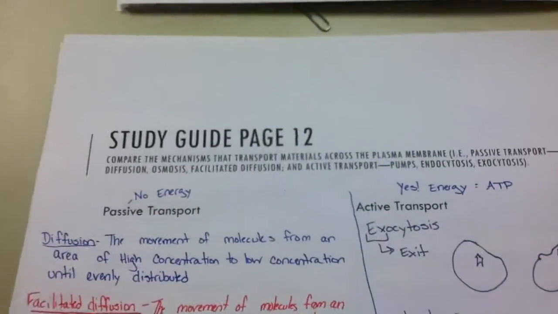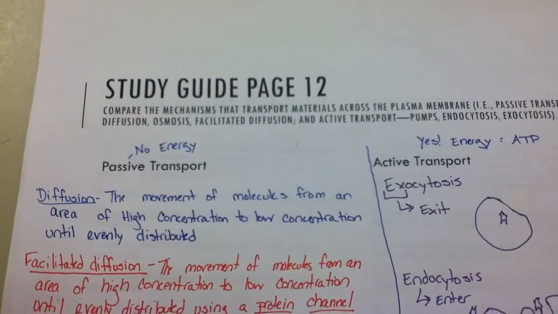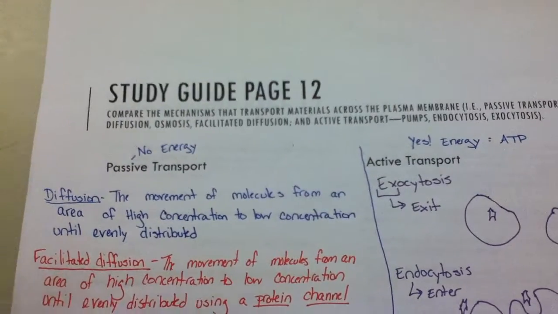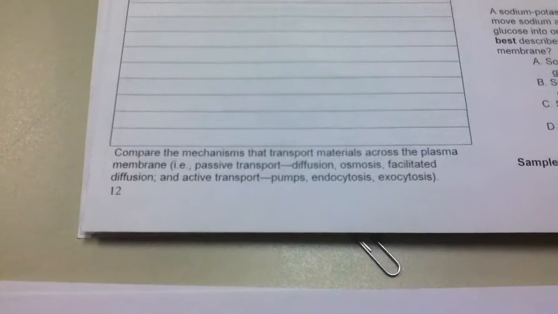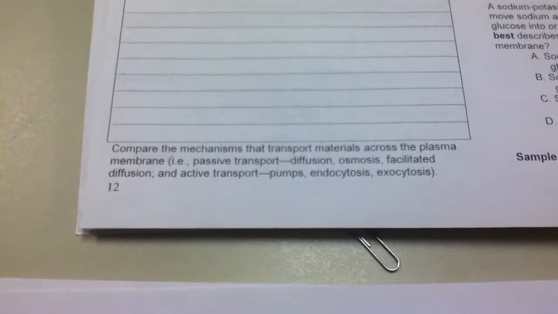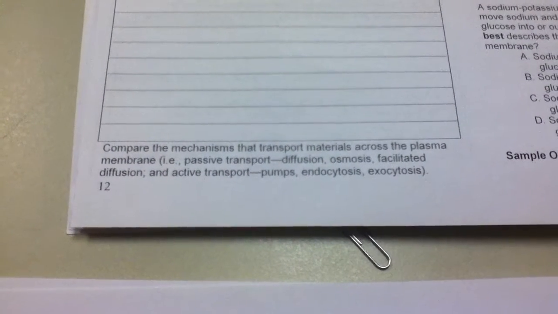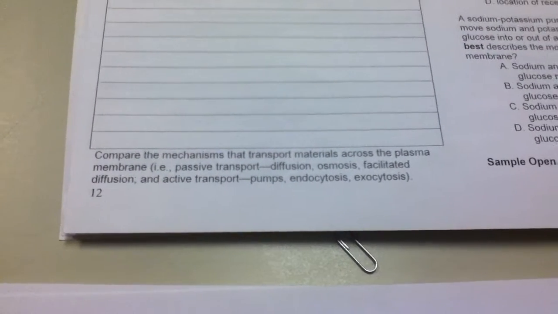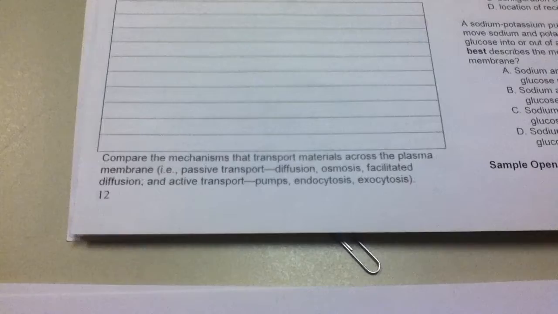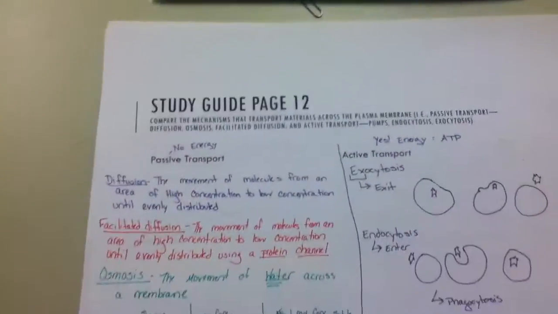Okay, here is part 2 of study guide page 12. It asks us to compare the mechanisms that transport materials across the plasma membrane, i.e. passive transport, diffusion, osmosis, facilitated diffusion, and active transport, the pumps, and then endocytosis and exocytosis.